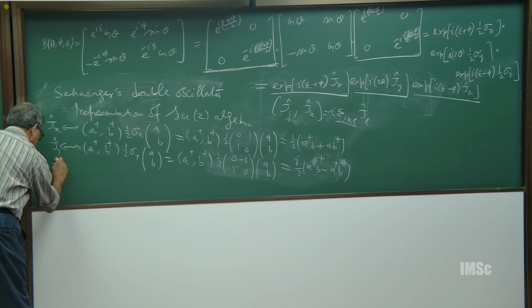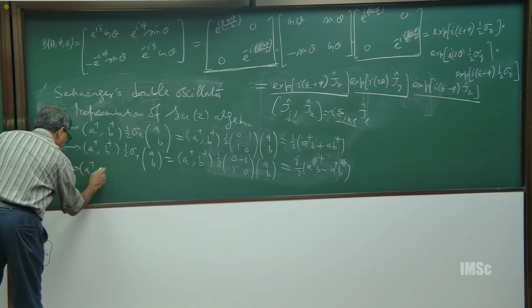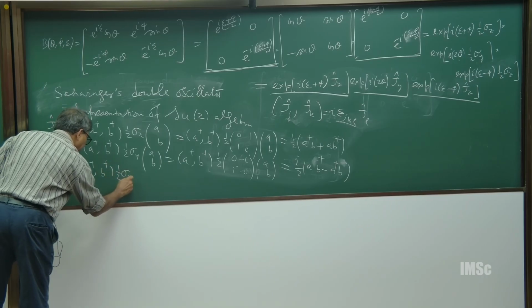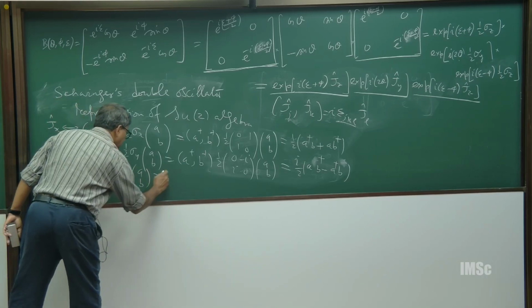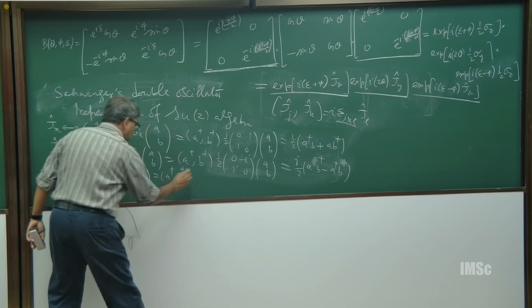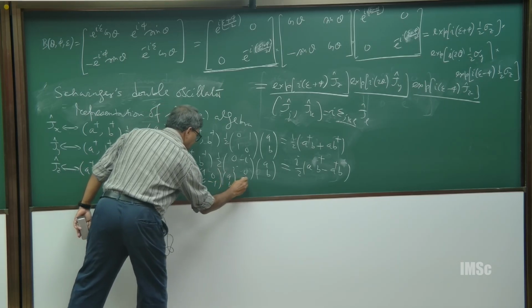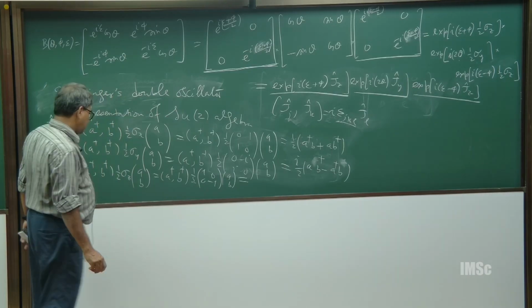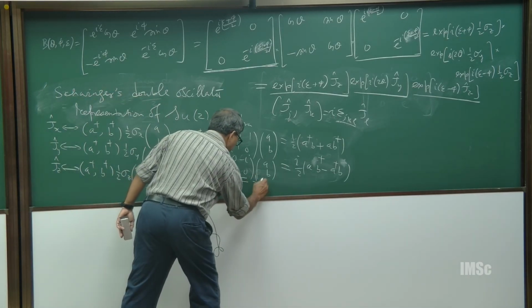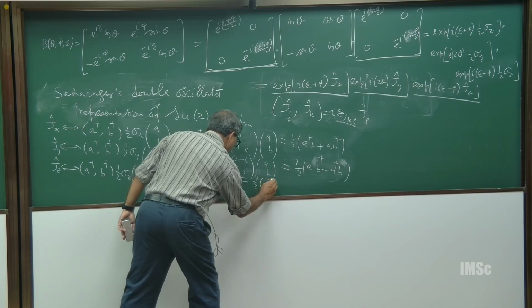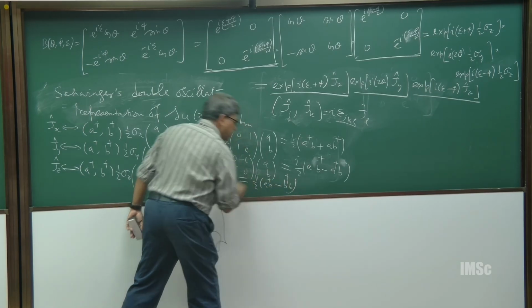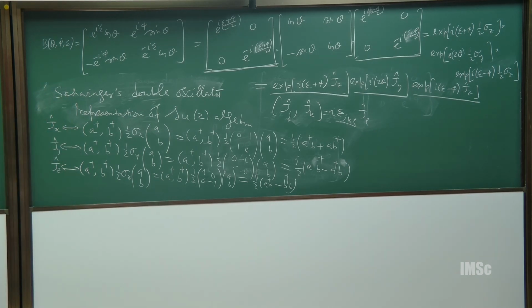And then Jz corresponds to A dagger, B dagger, half sigma z, A, B, which is A dagger, B dagger, then half 1, 0, 0, minus 1, and then A, B. And this is half of A dagger A minus B dagger B, right? This is just like the angular momentum algebra. Yes, they satisfy the angular momentum algebra. Okay, right?